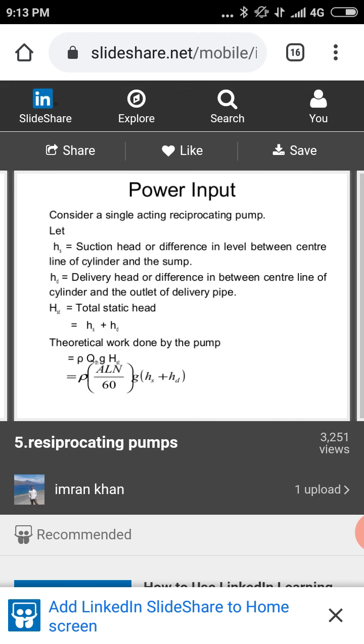The power input: consider the single acting cylinder, where HS is the suction head.